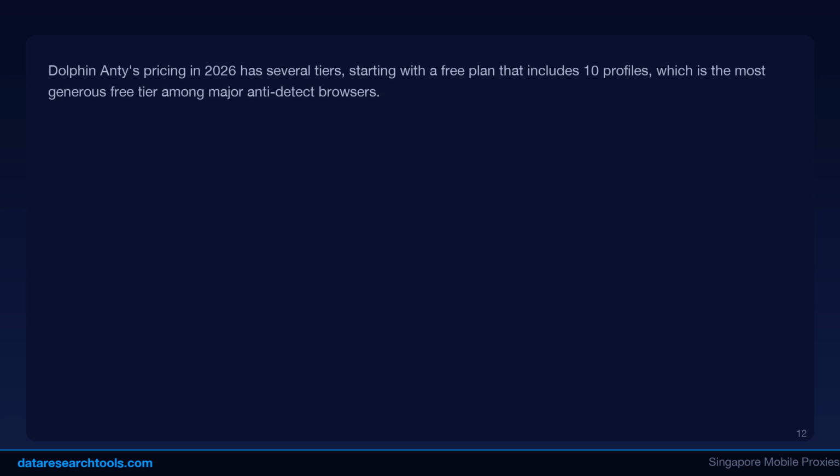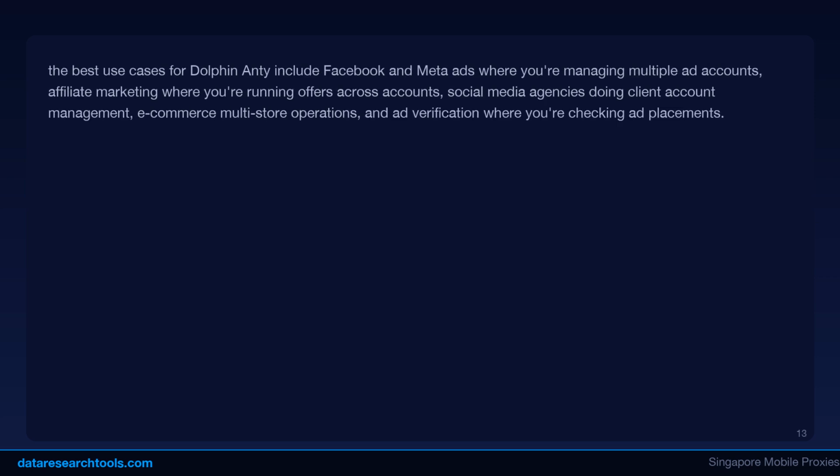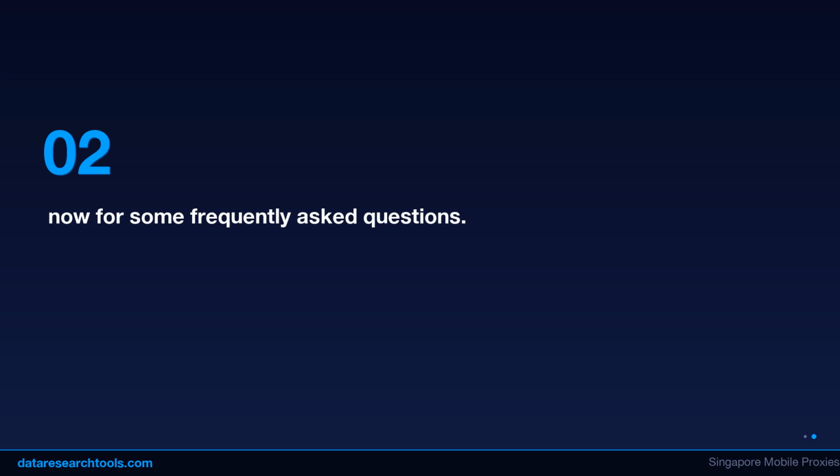For team management, the admin creates the team workspace and invites members. Profiles are organized into folders for different projects or clients. Team members only see profiles assigned to them. The admin can set permissions for each team member, like view only, edit, or full control. And all activity is logged, so the admin can see which team member accessed which profile and when.